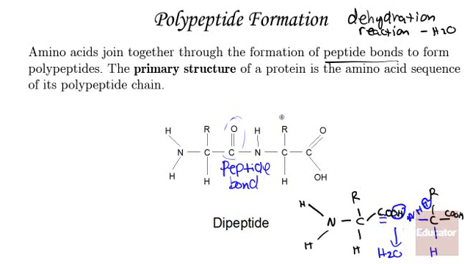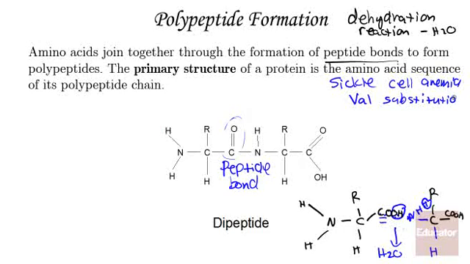Another medical example of the importance of the primary structure of a protein is the disease sickle cell anemia. This disease is caused by the substitution of a single amino acid. Instead of glutamic acid, valine is substituted. So it's a valine substitution. That change of that one amino acid to a different amino acid causes problems in the structure of hemoglobin.